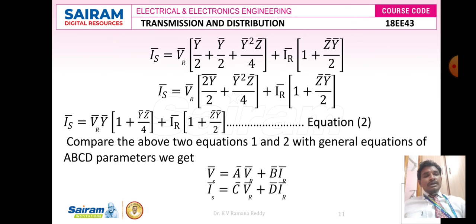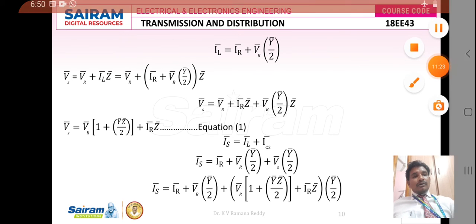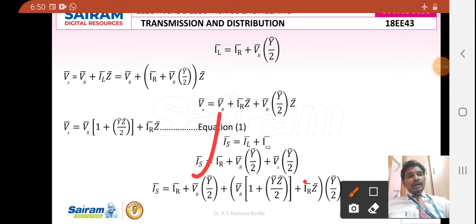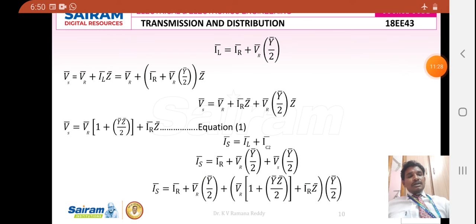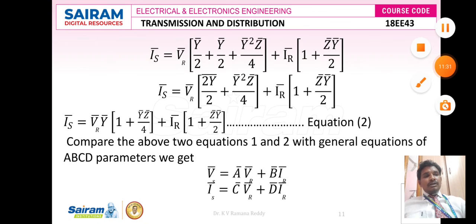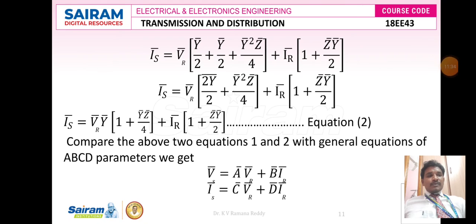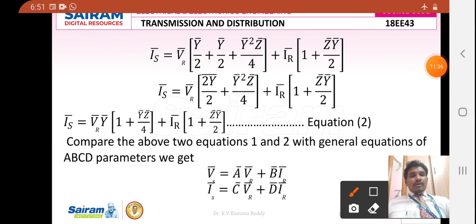Is bar is equal to, here I am going to take Vr bar as a common and IR bar as a common in this equation. The simplified equation follows as: Is bar is equal to Vr bar of Y bar by 2 plus Y bar by 2 plus Y square Z bar by 4, plus IR bar of 1 plus Z bar into Y bar by 2. In this equation, Y bar by 2 plus Y bar by 2, I can get 2 Y bar by 2, and again the 2 gets cancelled. Then I take this equation as equation number 2.